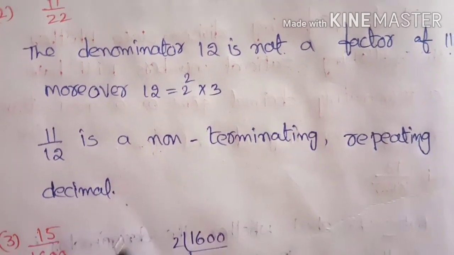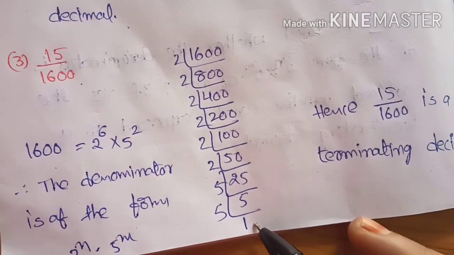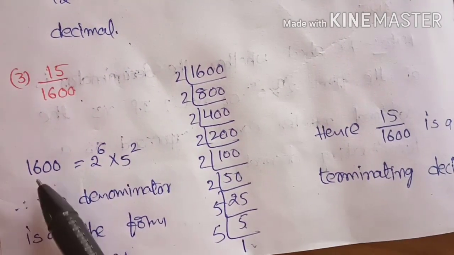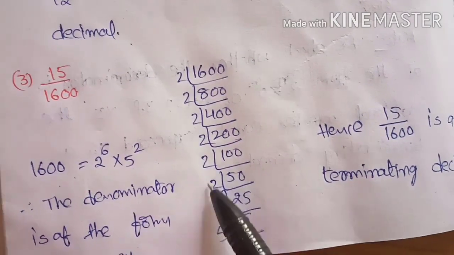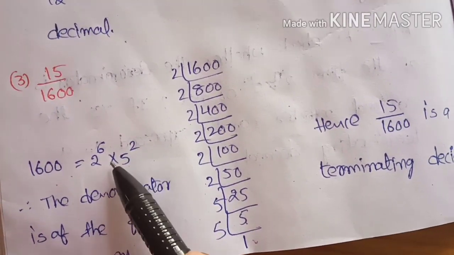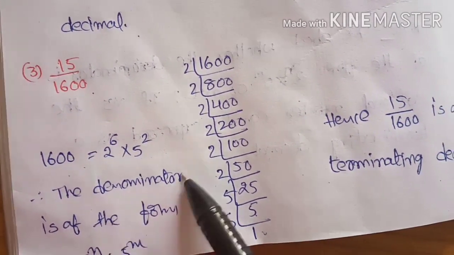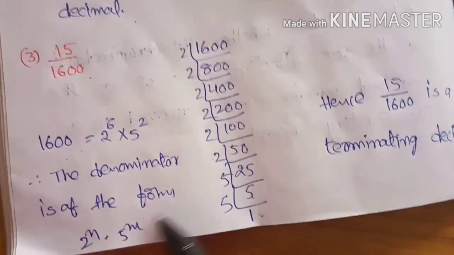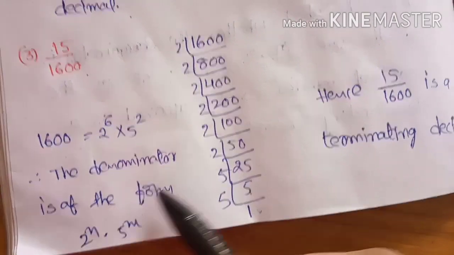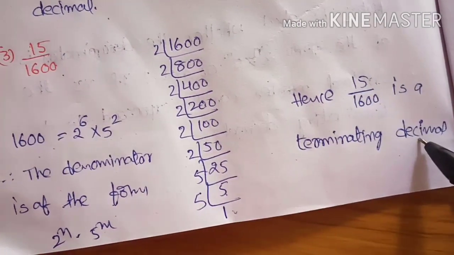Next question. 15 by 1600. This is the prime factorization method. First you write the prime factorization. 1600 is equal to how many 2s? 2 power 6, six 2s, into 5 square. The denominator is of the form 2 power n into 5 power m. Hence 15 by 1600 is a terminating decimal.